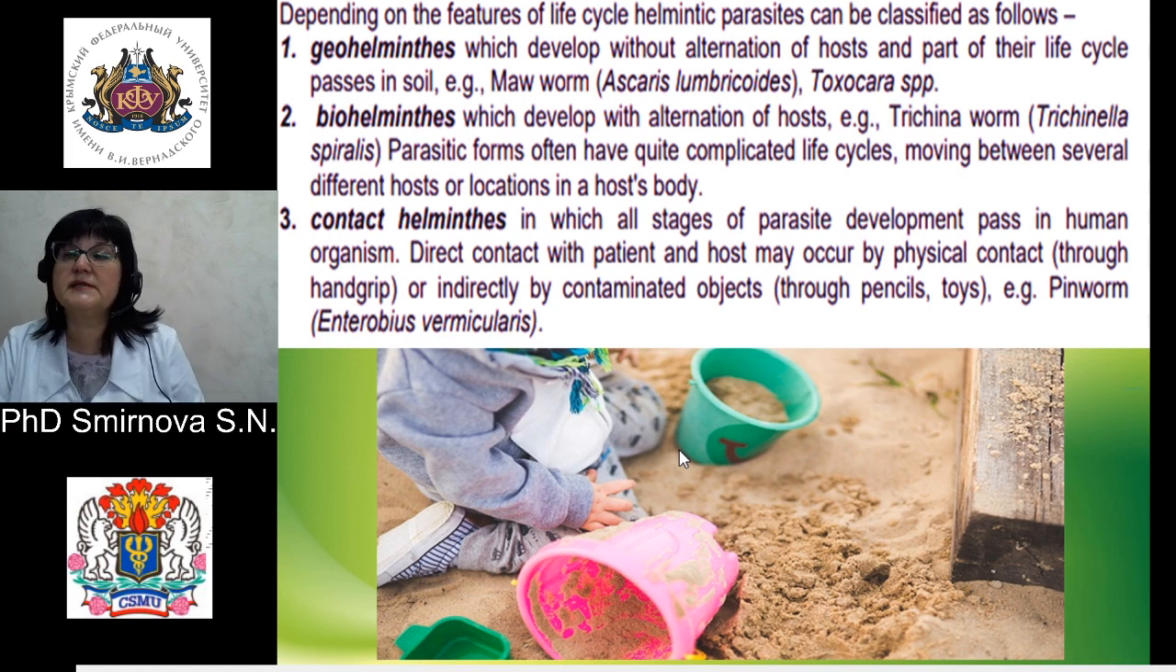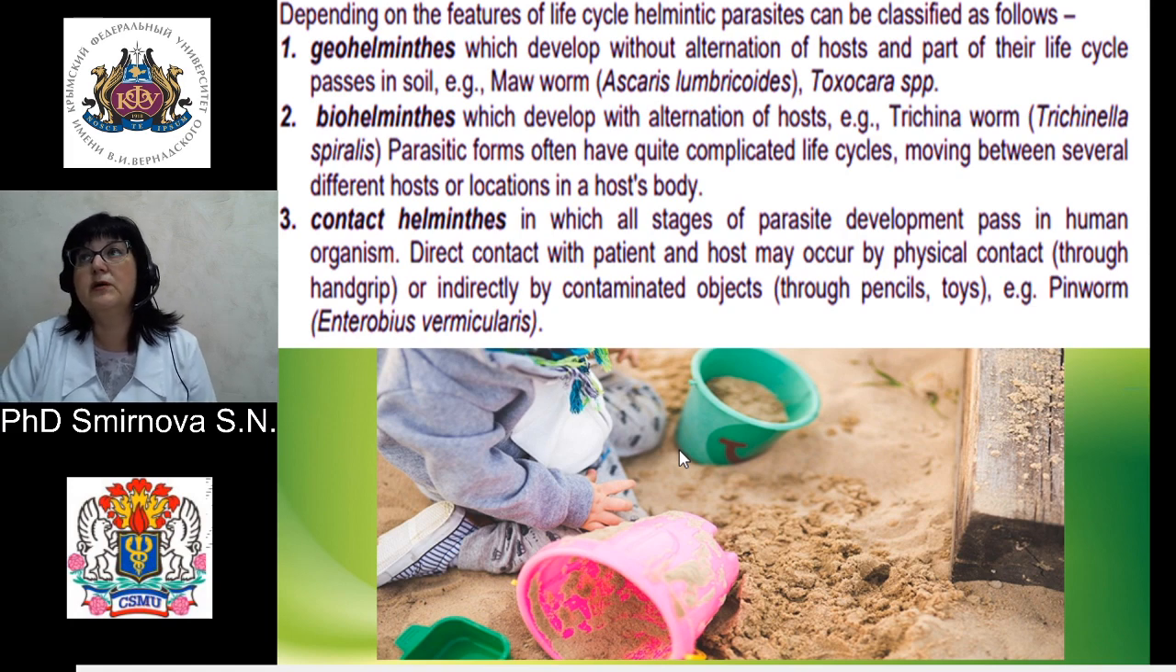Biohelminths are parasites which can develop only in an intermediate host. Examples are Fasciola hepatica, Diphyllobothrium latum, Taenia solium, or other parasites which in their life cycle have one or more intermediate hosts. Contact helminths are another group of helminths which infect humans during contact.